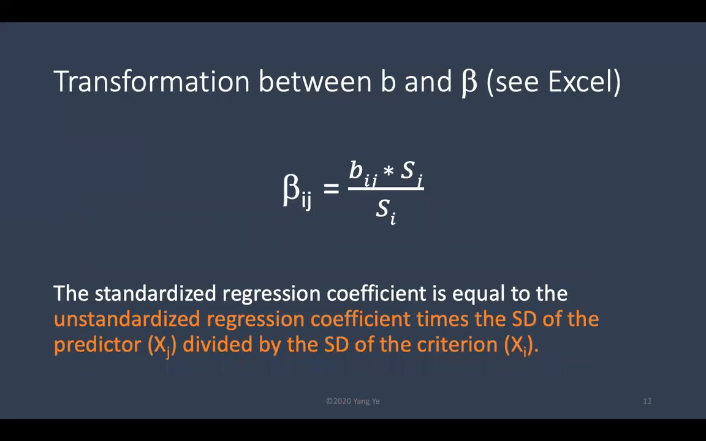And B and beta you can easily transform back and forth. It's similar to how r can be transformed from B. So here, beta is equal to the standardized regression coefficient. So it's the unstandardized regression coefficient times the standard deviation of the predictor, Sj, divided by Si.